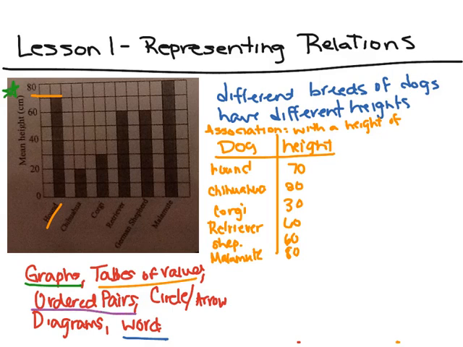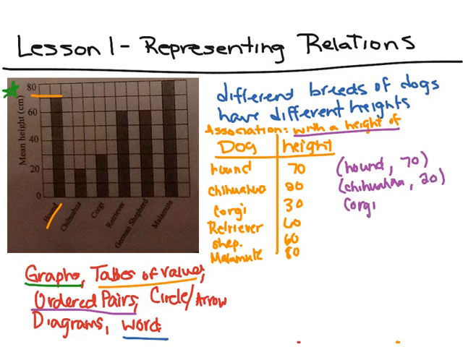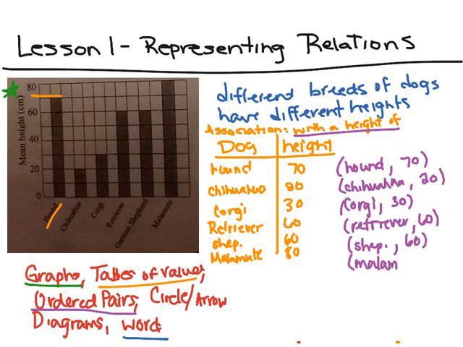Now we're going to put it as ordered pairs. Same thing, we're going to do the same association: dog with a height of height. So we have hound, comma, 70. Chihuahua, it's so hard to spell, 20. There we go. Corgi, 30, Retriever, 60, German Shepherd, 60, and Malamute, 80.